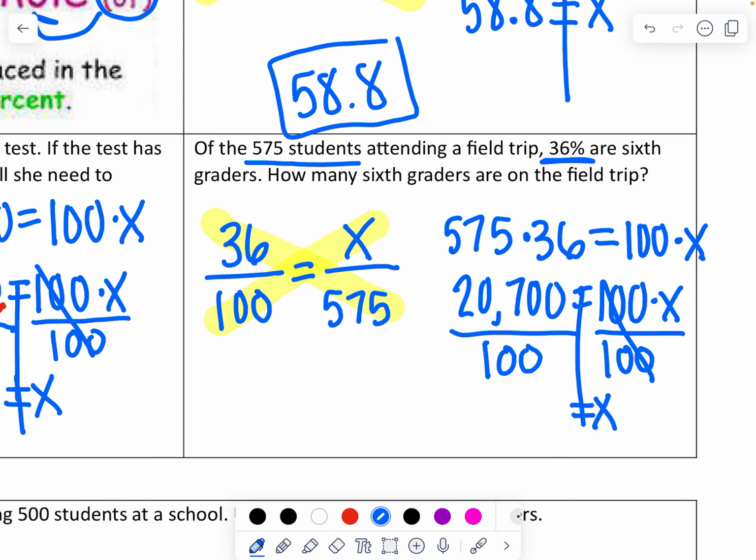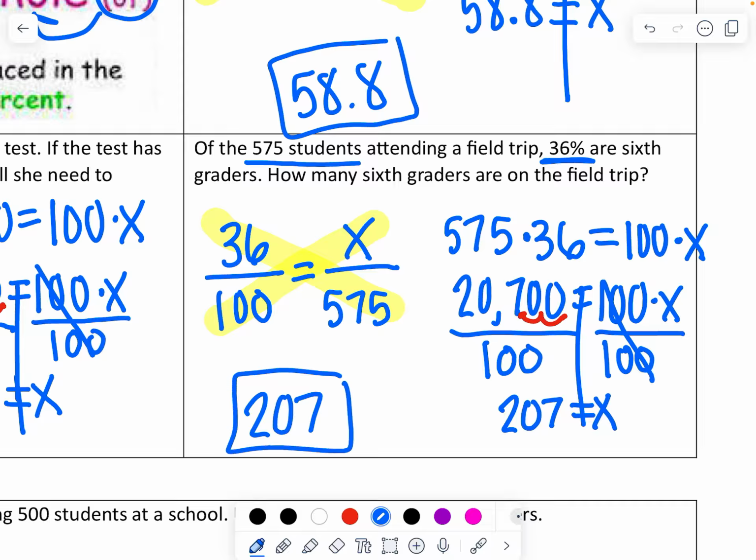And I get X on the right side. And then on the left side, you can either divide 20,700 divided by 100, or you can move your decimal twice to the left, and you would get 207. So out of the 575 students attending the field trip, 207 of them are sixth graders.